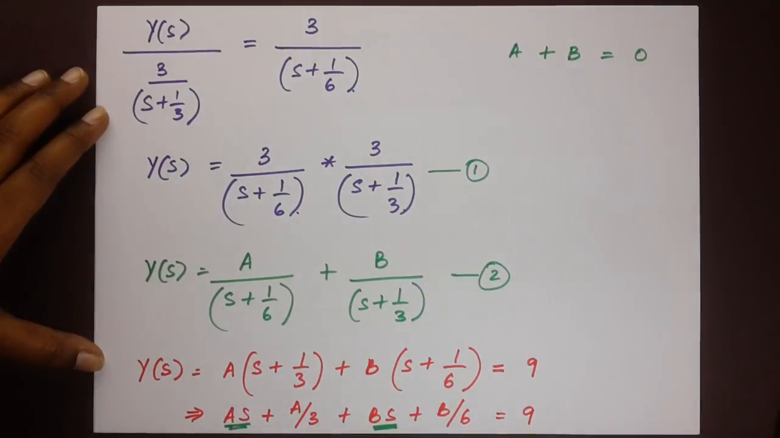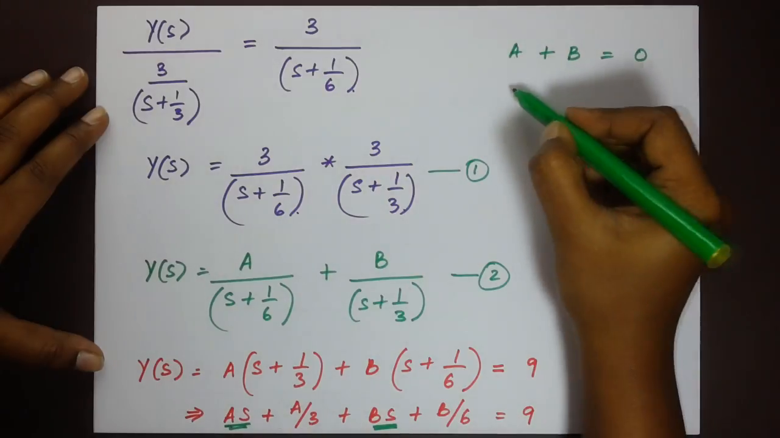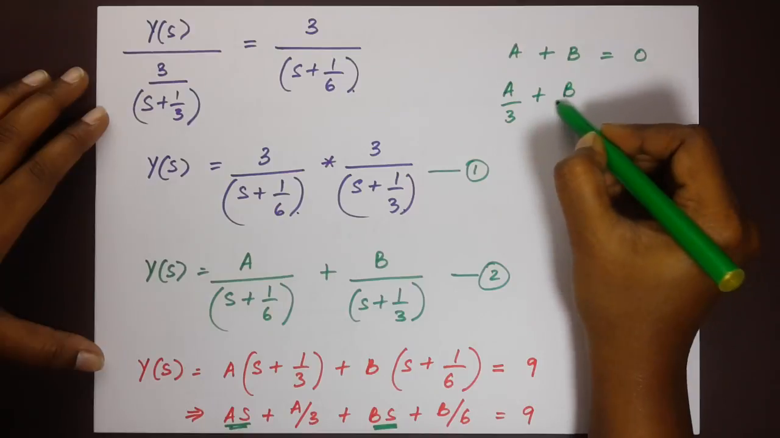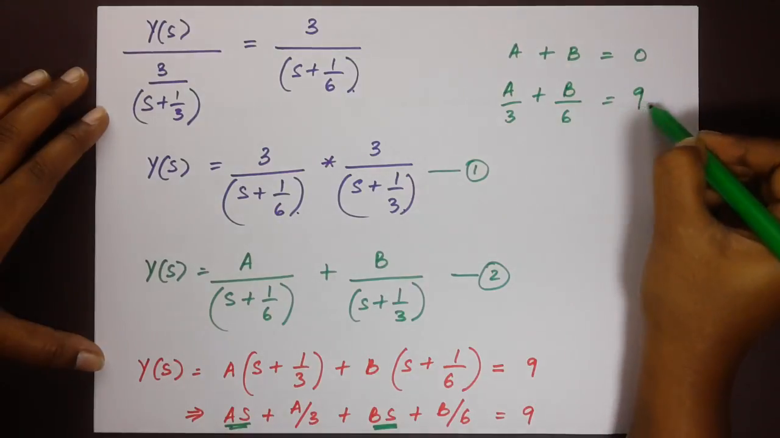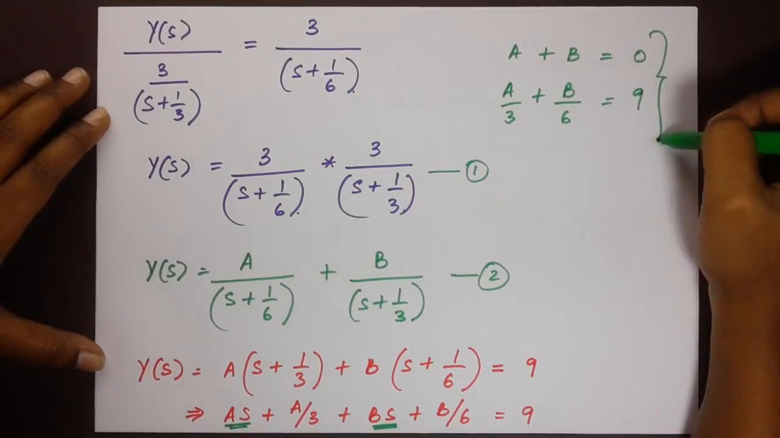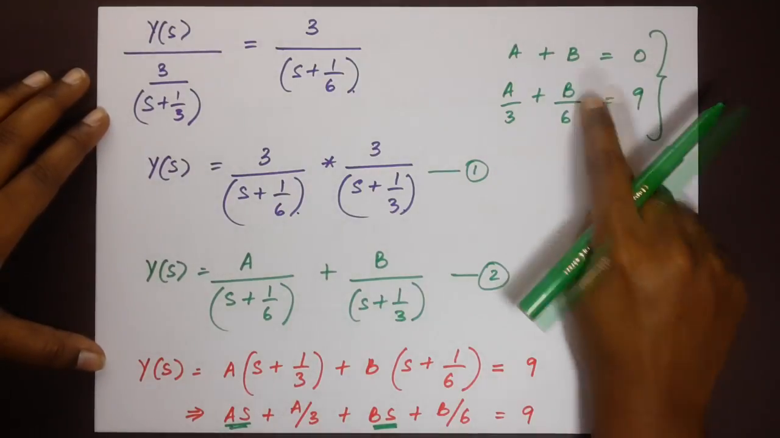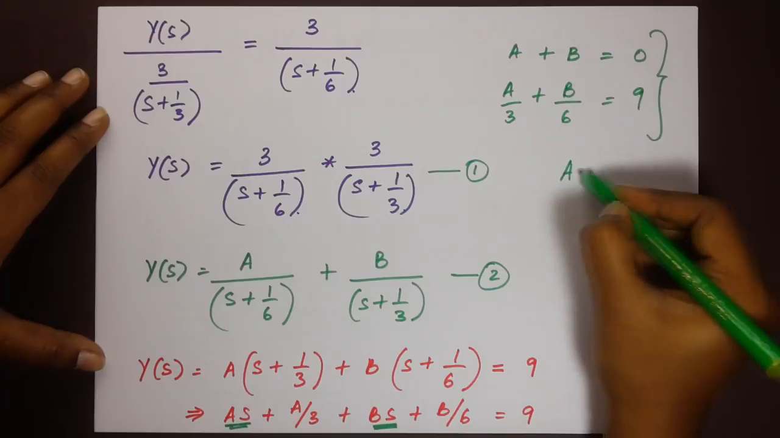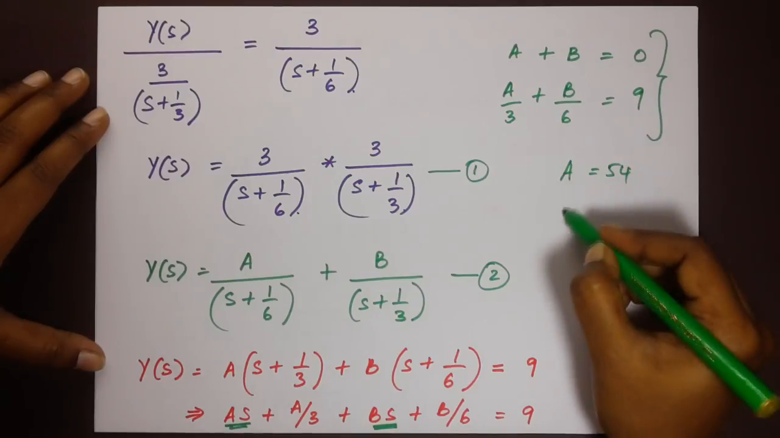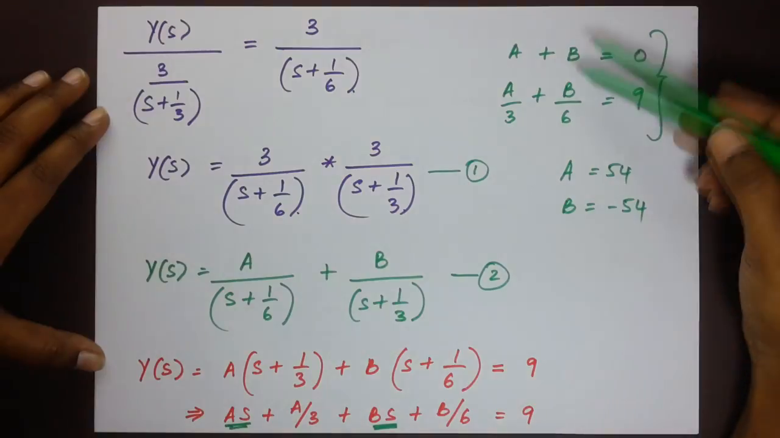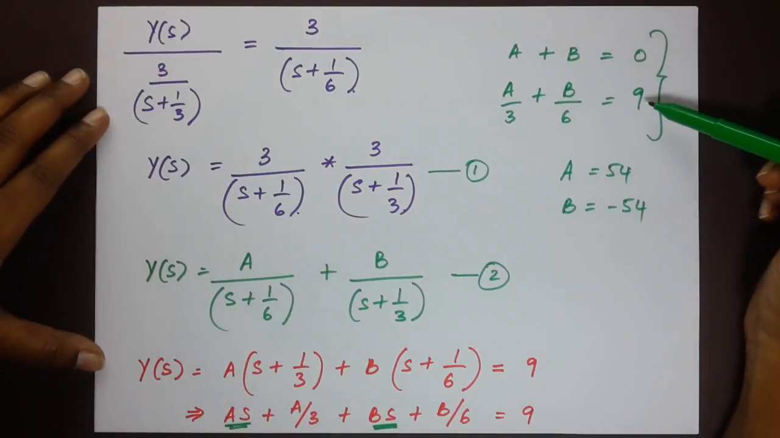That's our first equation. Now for the second, we equate the constants alone. So the constants are A by 3 plus B by 6 is equal to 9. These are the two equations we solve for A and B. When we do, we get A is equal to 54 and B is equal to minus 54. Since this is basic, I'm leaving that to you.